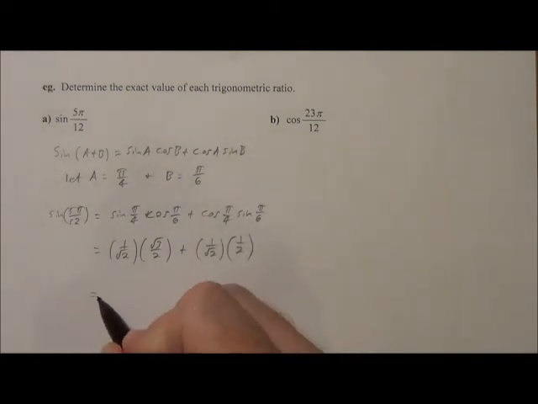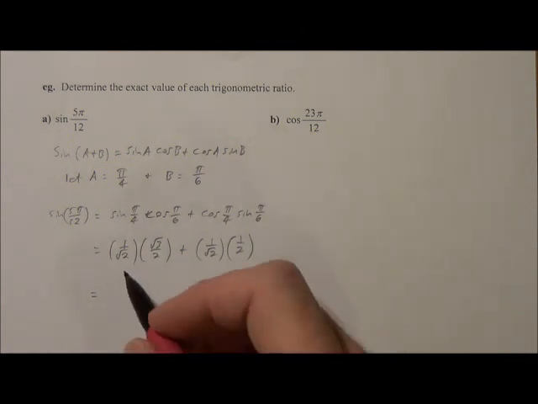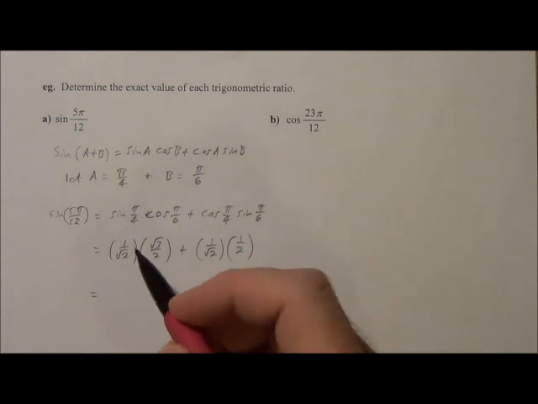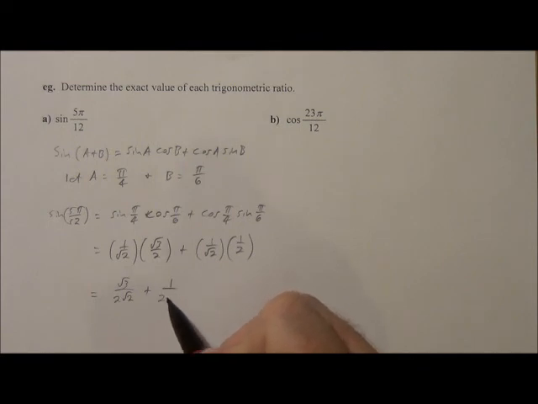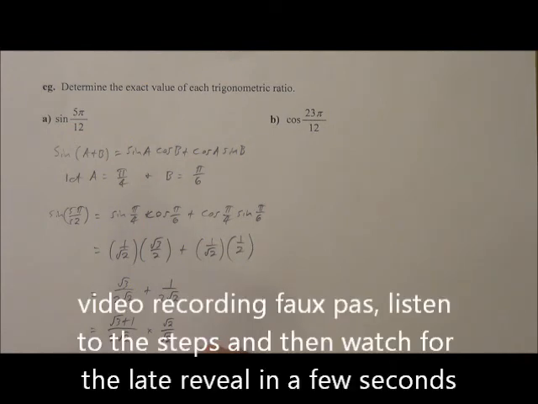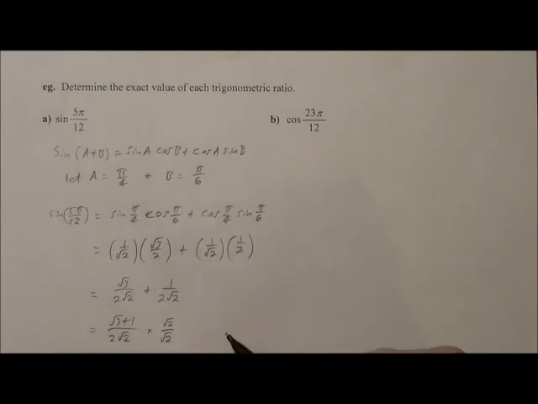Okay, so now we're just going to multiply here. So we've got root 3 over 2 root 2 plus 1 over 2 root 2, which can simplify to root 3 plus 1 over 2 root 2. And then if we want to rationalize the denominator, we'd multiply top and bottom by root 2. So we get root 2 times root 3 plus 1 all over 2 root 2 root 2. And then if we multiply this in, we get root 6 plus root 2.